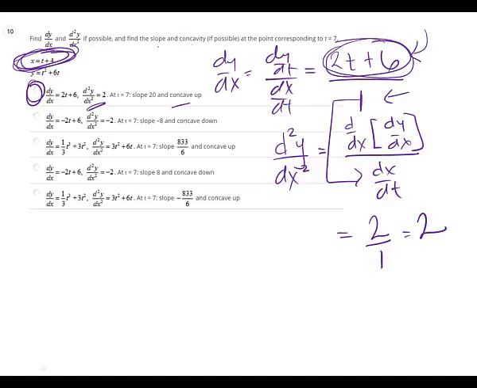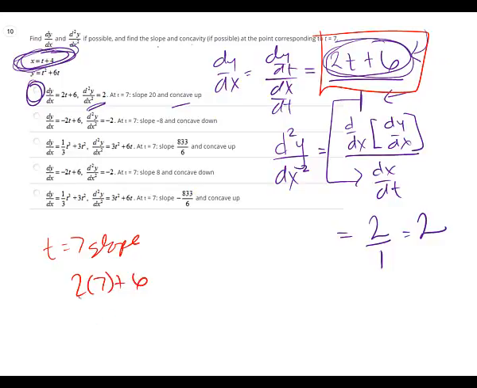Okay? Alright, so now let's talk about slope and concavity. So at t equals 7 to find the slope, I'm going to plug into that first thing. So at t equals 7, my slope is 2 times 7 plus 6. What's 2 times 7? 14. 14 plus 6 is 20. 20. Okay, so it matches what they had. And then the concavity, we want to look at the second derivative.